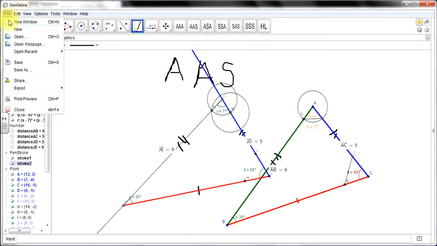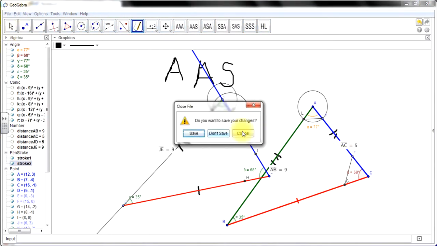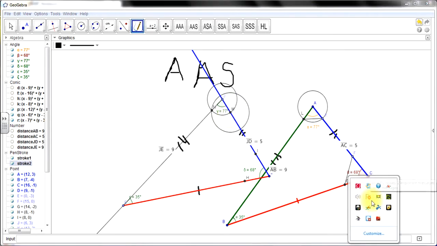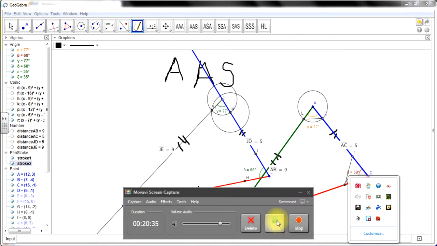You don't have to save the file. You can just move on, do File New, and get yourself a new one. Alright, so that is triangle construction, or congruence, and how we use the congruence tools. Good luck.